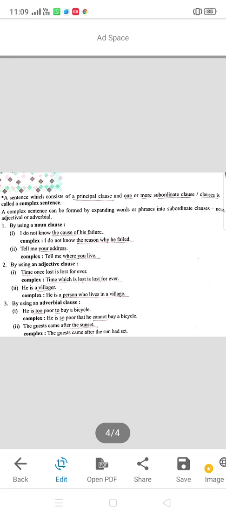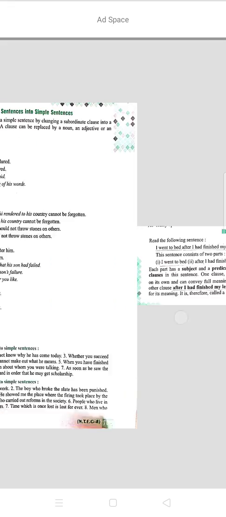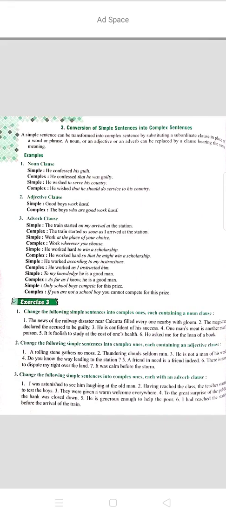See, one more thing I have already told you, that transformation means to change the grammatical form without changing the meaning of a sentence. Now let's come to our chapter, which is the conversion of simple sentence into complex sentence.